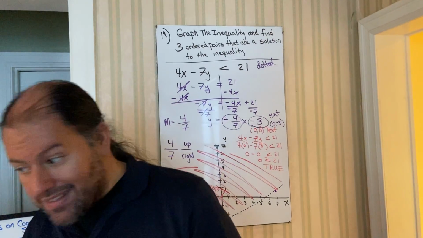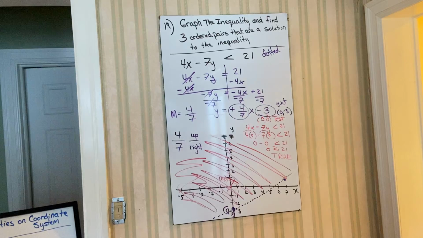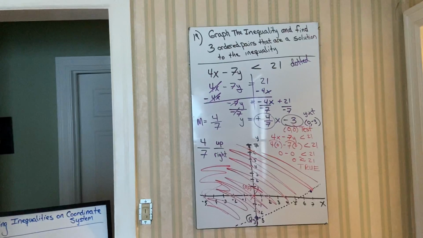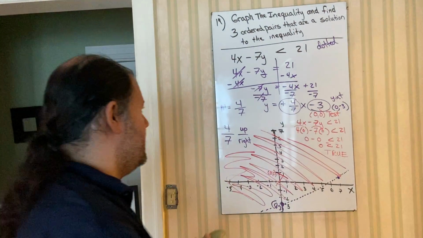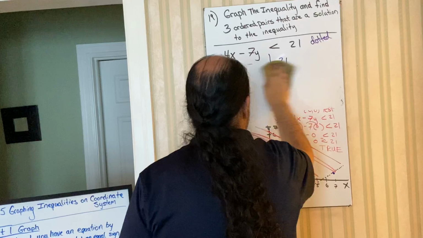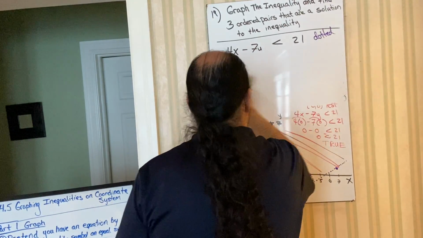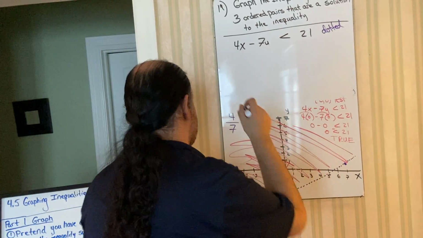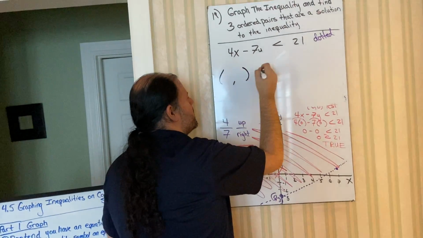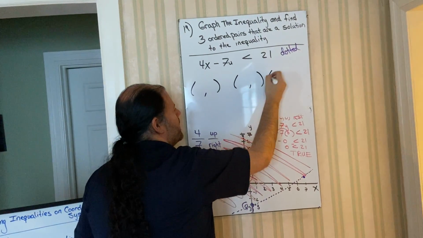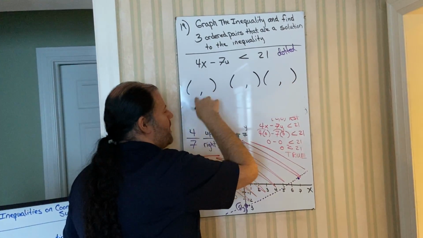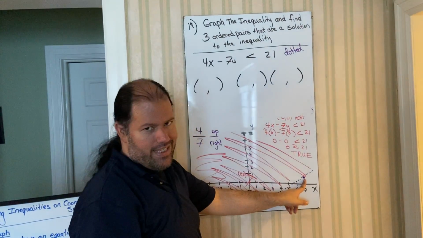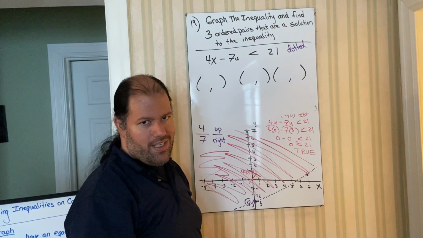Okay, we're not done yet. Remember, this asks us to graph, but also give us 3 ordered pairs that are solutions. So let me erase so I can make some space. We'll just erase this purple stuff. So you need to, on the test in ALEKS, they're going to give you these parentheses. You got to plug in values. Order pair 1, order pair 2, order pair 3. Again, don't pick anything on this purple line.